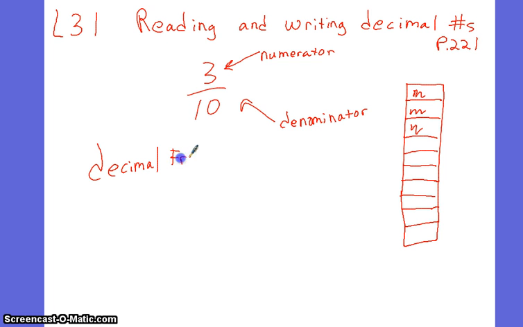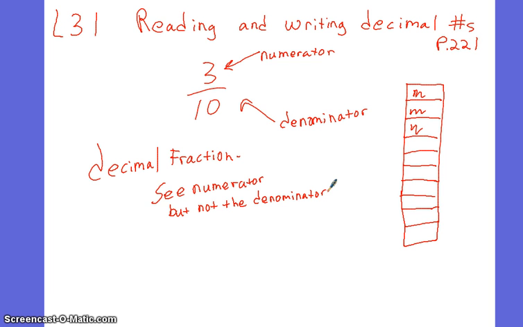A decimal fraction is indicated by being able to see the numerator, but not the denominator. But there's a different way that we could see it. All right, so here's my example. 3/10 is my fraction. Let's write that as a decimal.